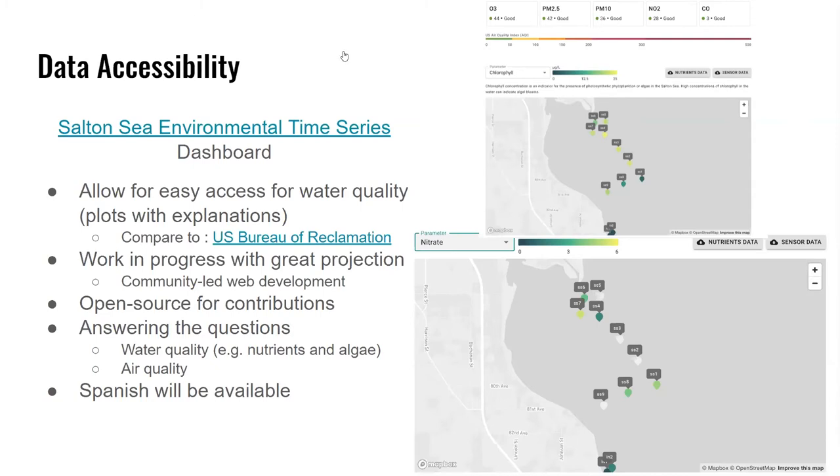We envision this to be an open source platform for contributions, and we hope that it will serve to help answer questions on water quality and air quality. Because our communities are predominantly Spanish-speaking, we intend to make all the content on this website available in Spanish. So I'm going to go ahead now and walk you through a little tour of our website and what it looks like.